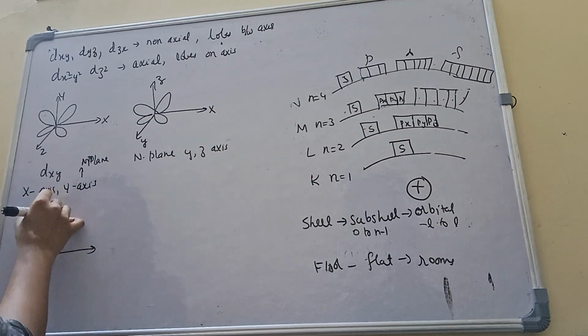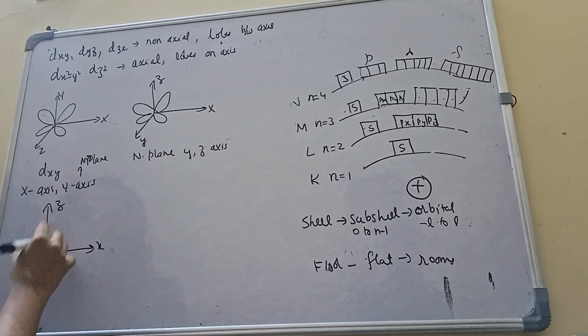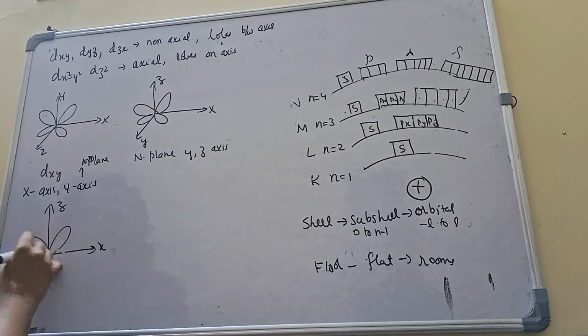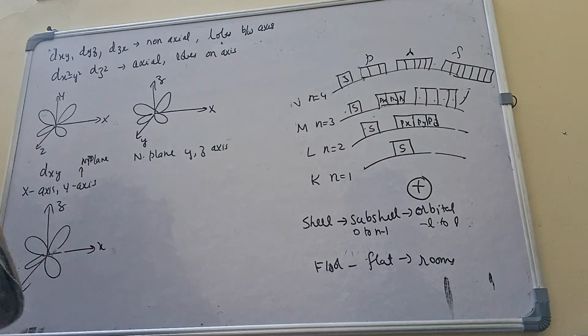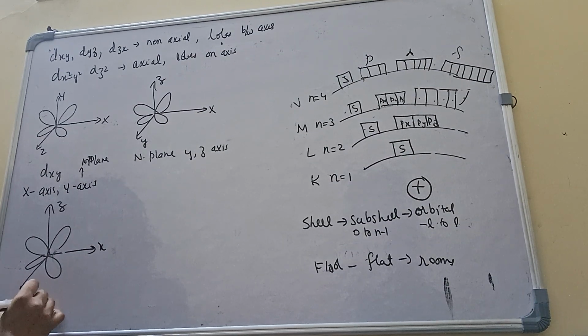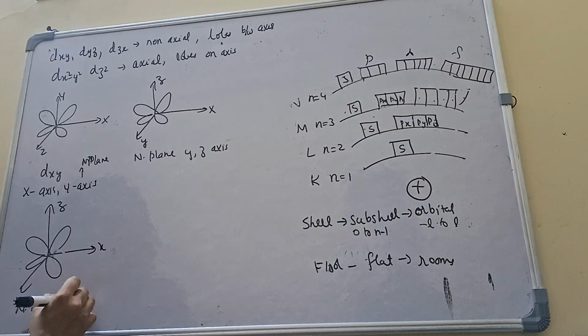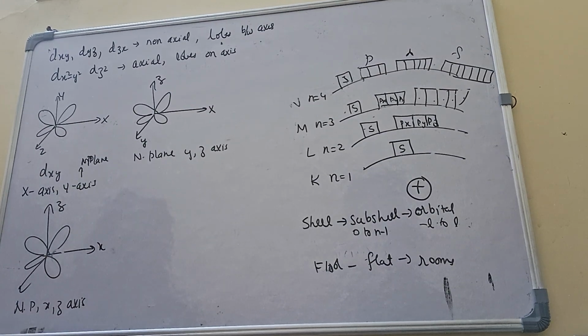And at last, dyz, with y and z. So the lobes are like this. Correct? So which will be the nodal plane? The x and z axes. That is about the non-axial.